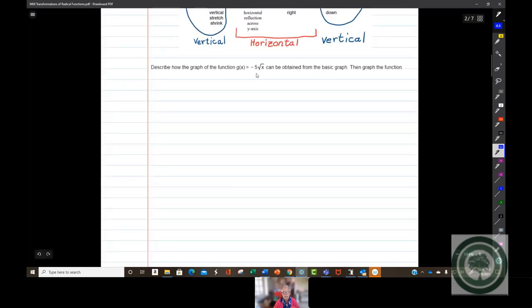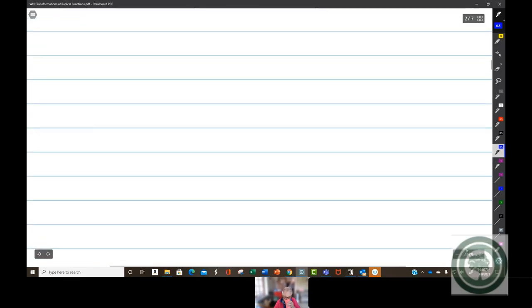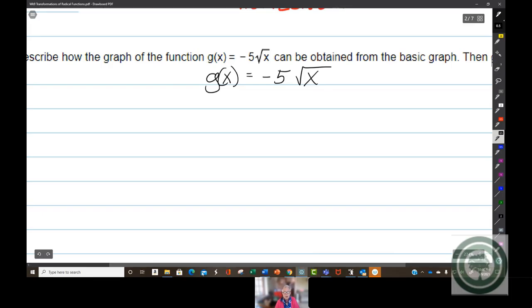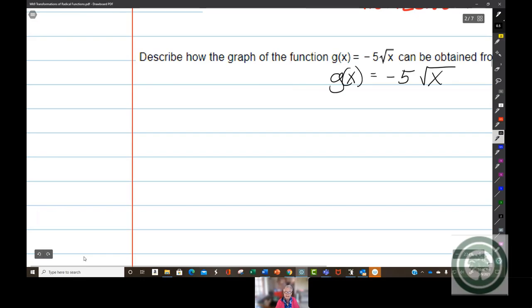Ah, but we're still dealing with the outside of the function. Okay, we've got g of x, make it real big, equals negative 5 times the square root of x. And again, you're going to say, well, what kind of function is this? Well, it's clearly a square root function. So that's my basic function. You have to be able to identify what the transformations are doing to the basic function. And to do that, you need to know what the basic function is.